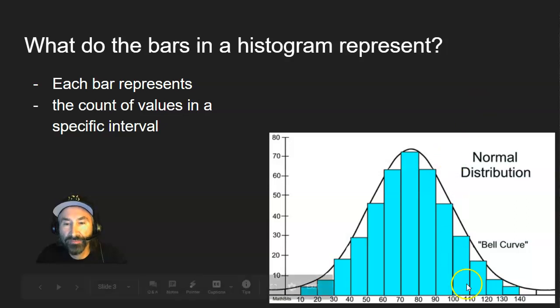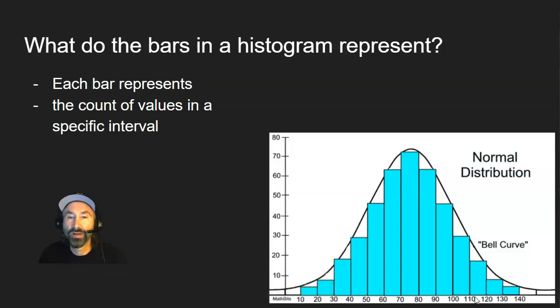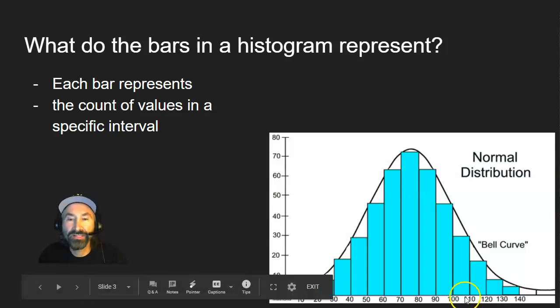So for example, if we came down here and we looked at these values of x, by the way, a histogram only represents a single variable. And that single variable we'll just call x for right now. And down here on the x-axis are all the possible values of x. Any particular bar tells you how many values of x there are in a particular interval.